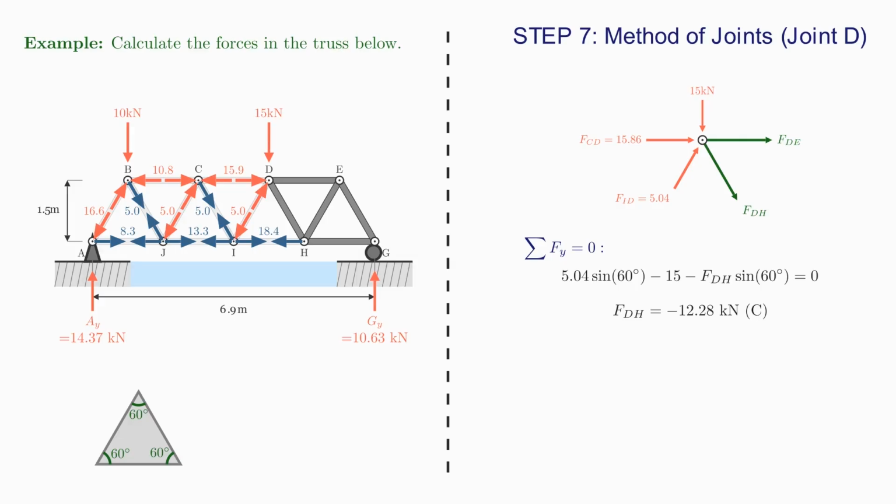And taking the sum in the x direction, so in the positive direction to the right, I have 15.86. I have 5.04 cos 60. I have the plus FDE. And then I also have the plus FDH cos 60, which is minus 12.28 cos 60. And these add up to 0. Rearranging and solving, I get the FDE is minus 12.24 kilonewtons, so it's under compression.